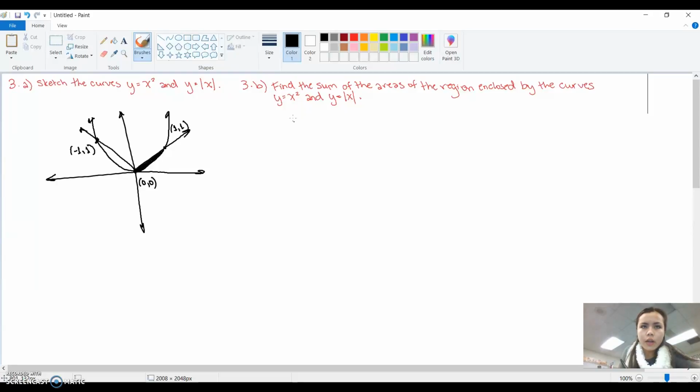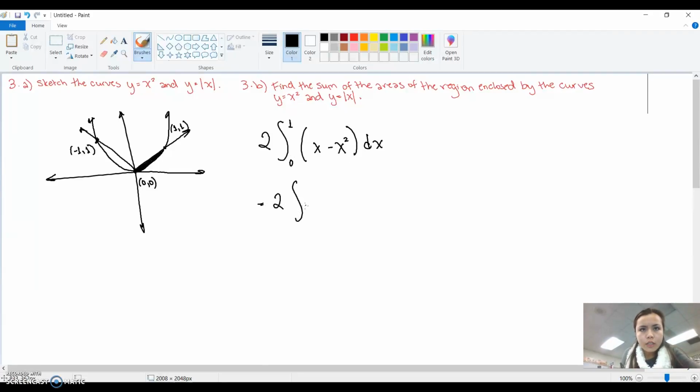So to find the area of that, we would multiply our half area, and the x values that we're finding is from 0 to 1. And it's going to be the integral of our second function, y equals the absolute value of x. But if it's on the positive side, it's just y equals x. So x minus our first function, x squared, dx.